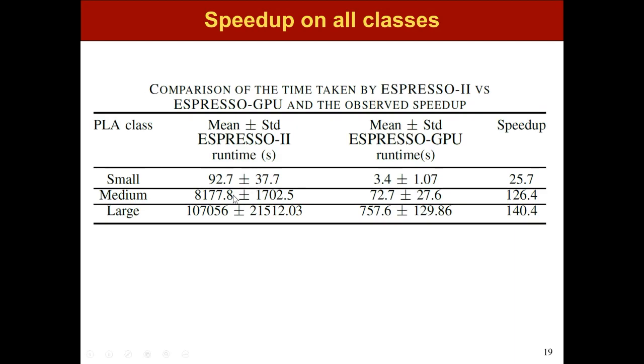We measured the runtime of Espresso-2 and Espresso-GPU for finishing a single expand step, and we observed that Espresso-GPU runs more than 100 times faster than Espresso-2. Also note that the speedup consistently increases with the size of the PLA. This indicates that our implementation scales nicely with the size of the PLA. Notice that the PLAs with hundreds of thousands of minterms took 4 hours on CPU and just take 12 minutes on GPU. Thank you.